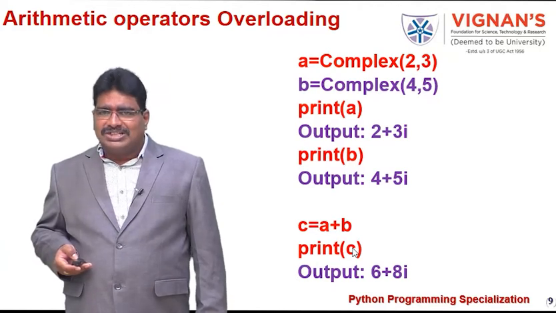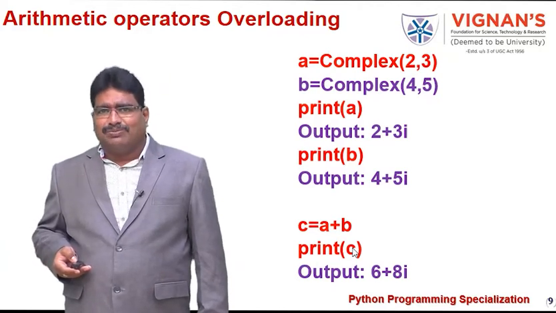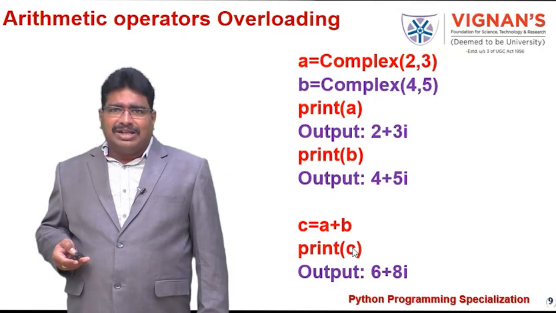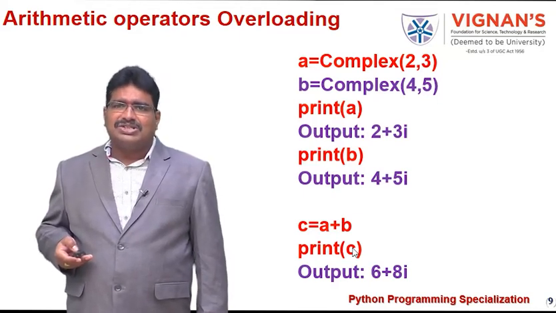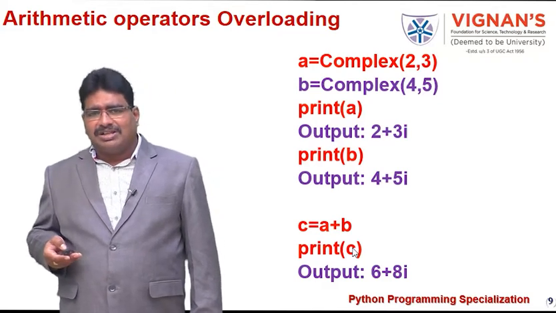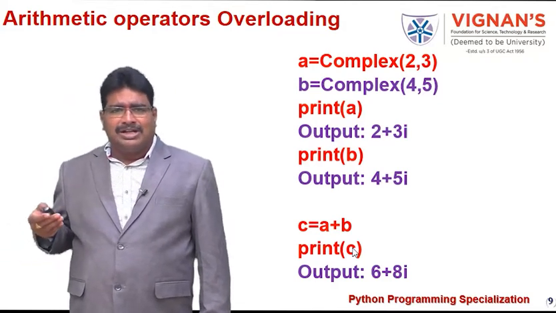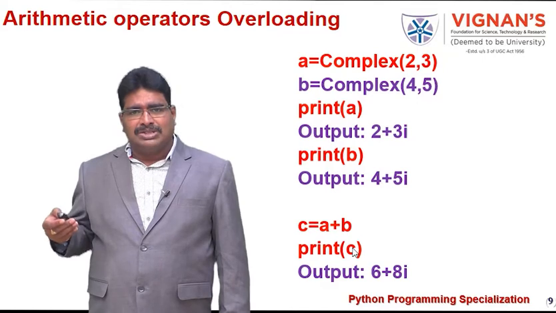Automatically the output is displayed as 6 plus 8i. Why do you get the 6? Because A dot real is having the 2 and B dot real is having the 4. Their sum is equal to 6. Similarly, A dot imaginary is having the 3 and B dot imaginary is having 5. Their sum is equal to the 8.